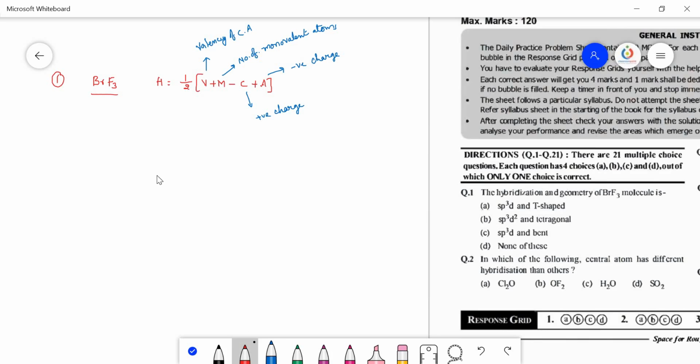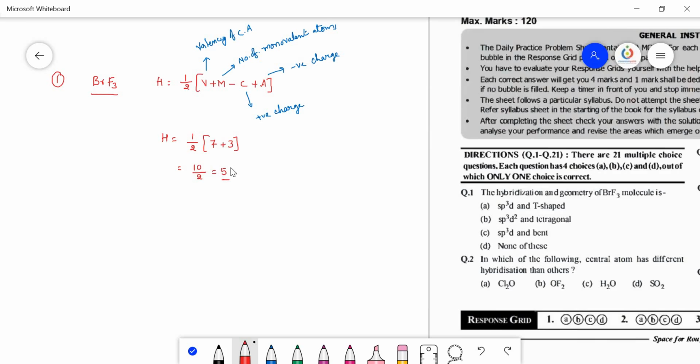So here let's calculate the hybridization of this molecule. V is the valency of the central atom. Here the central atom is bromine. Bromine is a 17th group element, valence is 7. So 7 plus, each fluorine atom forms only a single bond, like that 3 fluorine atoms form 3 bonds. No positive charge, no negative charge. So 7 plus 3, 10, divided by 2 equals 5.